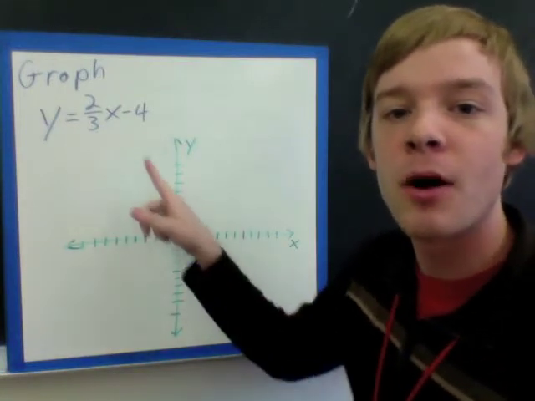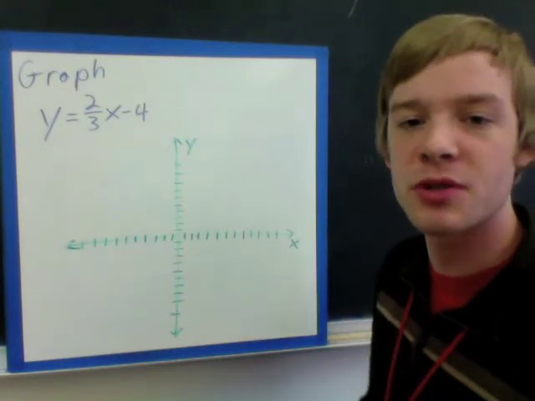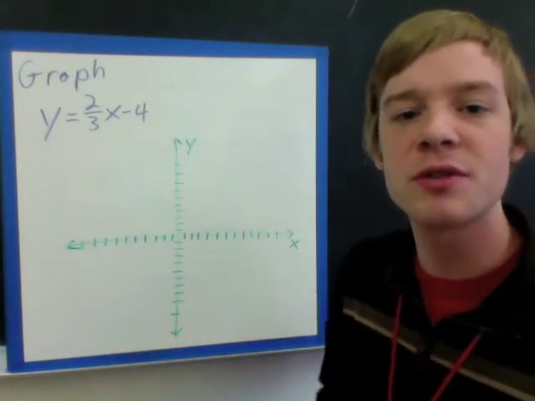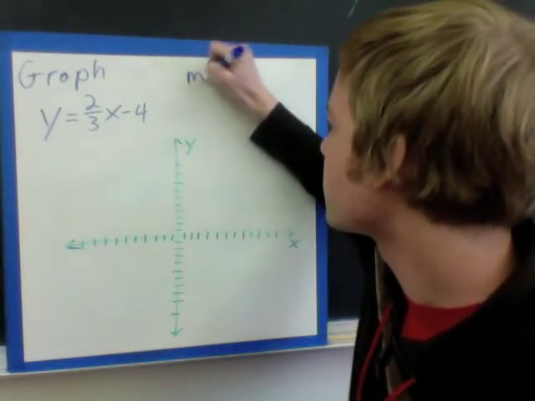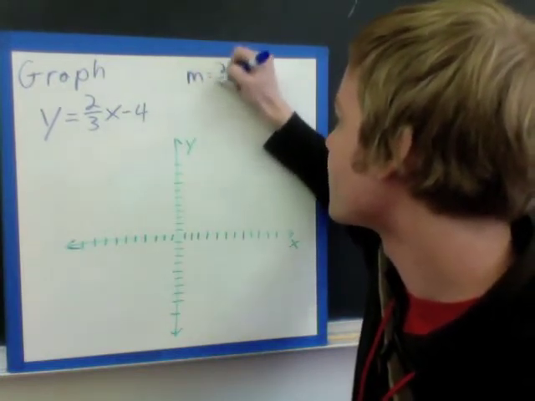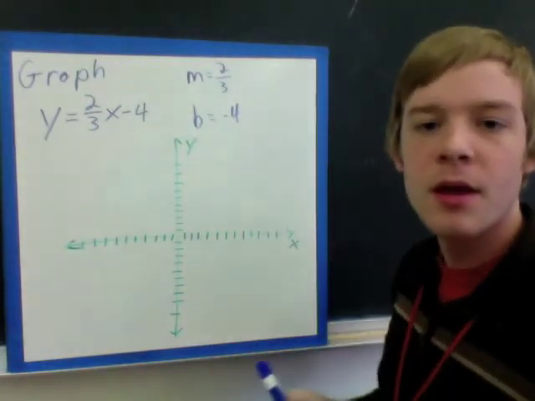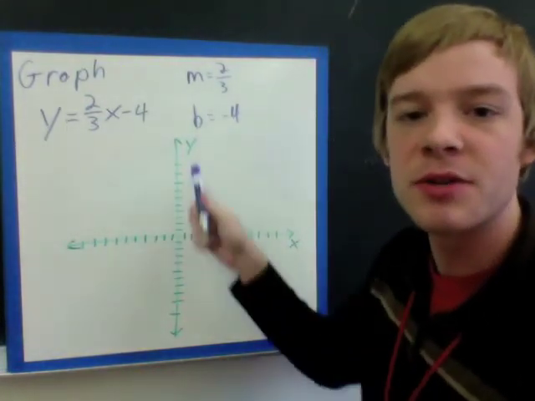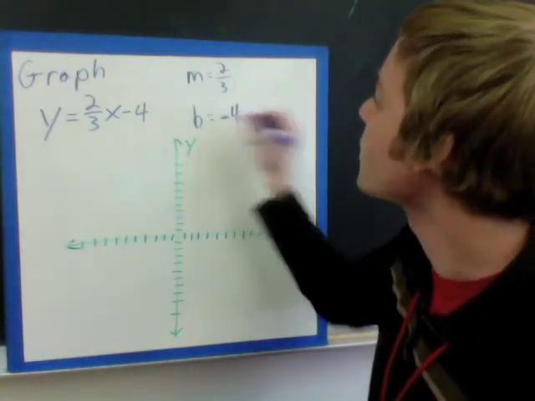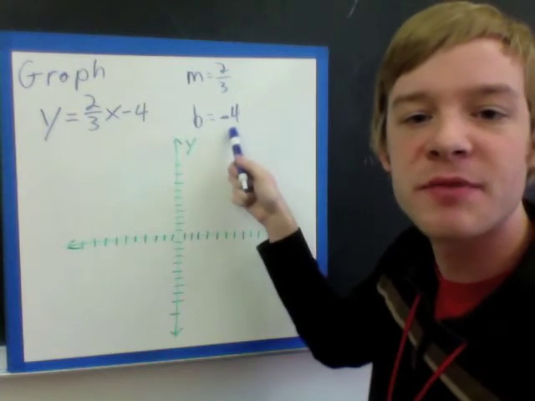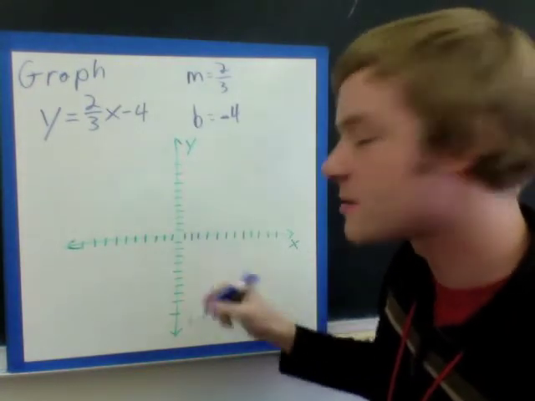So our y-intercept is -4, and our slope is 2/3. Let's write that down. m equals 2/3, and b equals -4. And we actually want to start by using our b, our y-intercept. Since we have a y-intercept of -4, I'm going to start here at the center, and I'm going to go down 4 spaces.